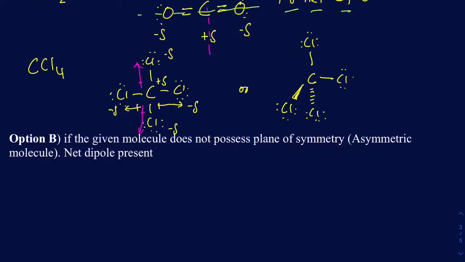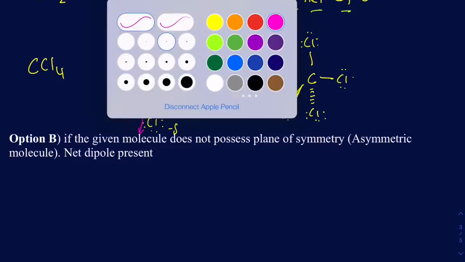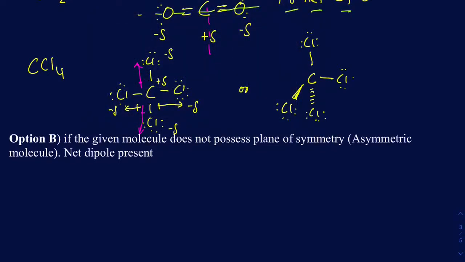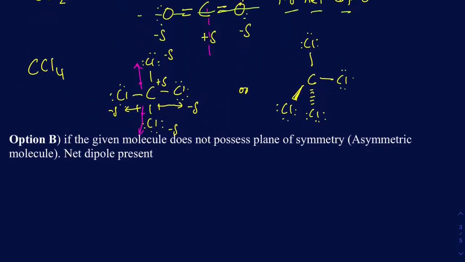So you can clearly see how the left dipole cancels the right dipole and how the top dipole cancels the bottom dipole. So even though it has polar bonds, overall there is no net dipole. So I can go ahead and write down there: overall no net dipole. And this is going to be nonpolar at the end of the day.